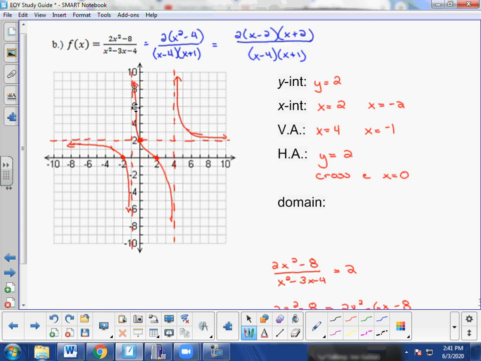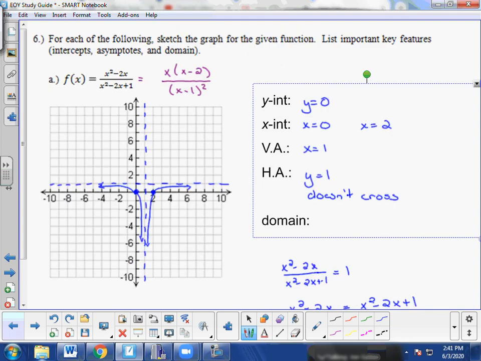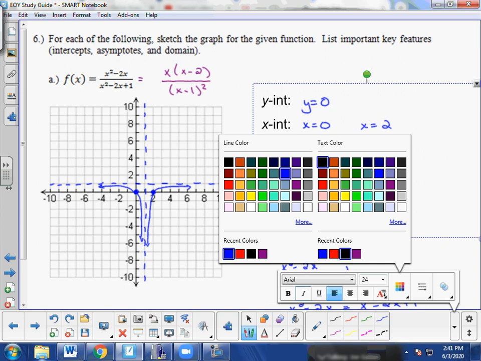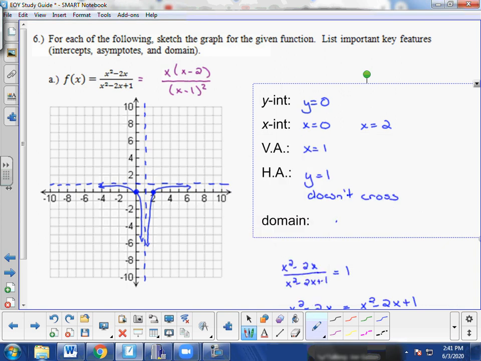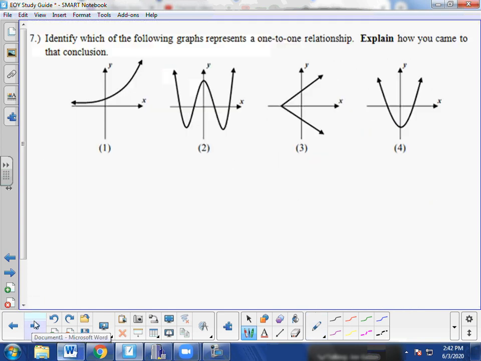I forgot on the last problem to talk about domain, so let's go ahead and do that now. Remember, the domain is all real numbers except for the zeros of the denominator, in this case, the vertical asymptotes. So the domain would be all real numbers except for 4 and negative 1. On the previous problem, the domain would still have the same concept. It would be all real numbers except for the zeros of the denominator, which would just be 1. And there we have examples of graphing rational functions.